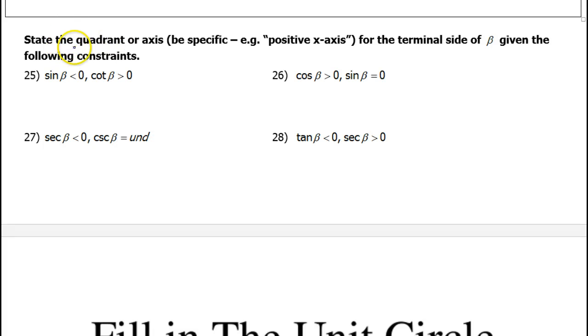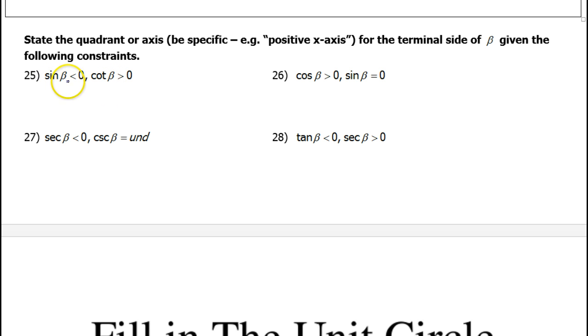In this video, we are going to determine the quadrant or axis in which the terminal side of angle beta falls given these conditions. Of course, when we say something is less than 0, that's the same thing as saying that it is negative. When we say something is greater than 0, that's another way of saying that it is positive.